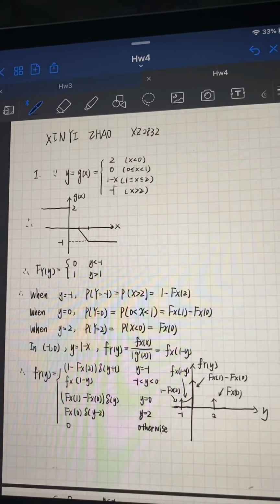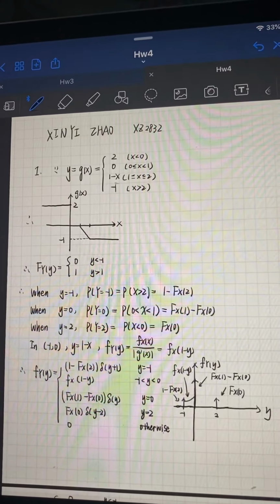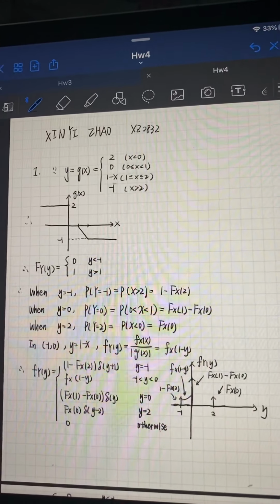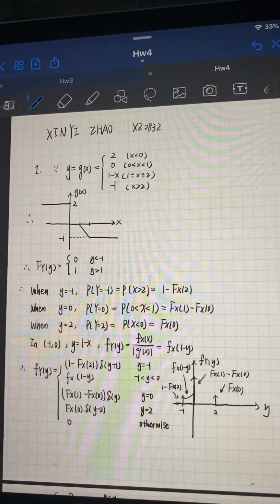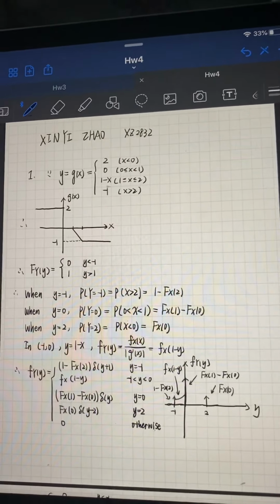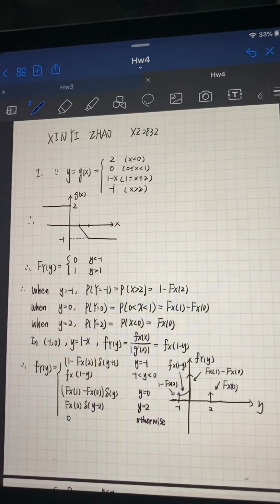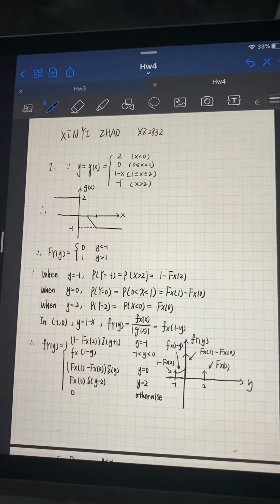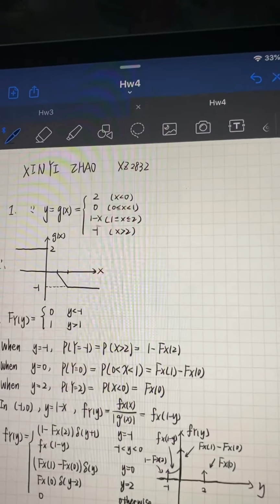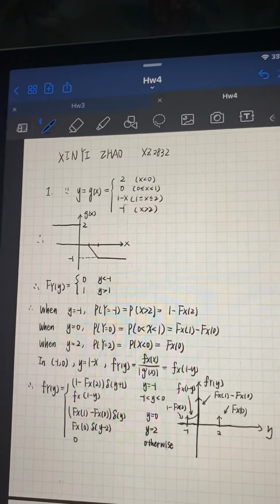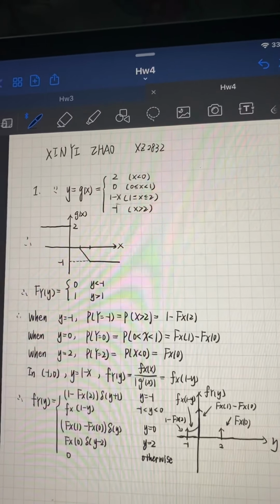Hello everyone, I'm here to introduce how I finish the first question of homework 4. First of all, let us see the question itself. We should find and draw the upper Fy and lower fy in terms of upper Fx and lower fx.